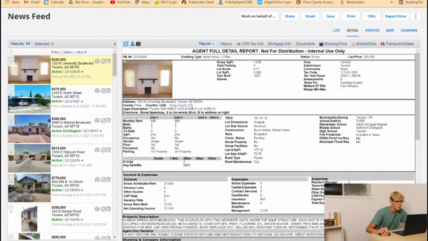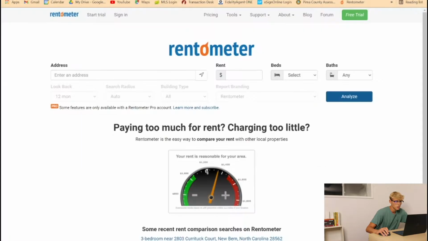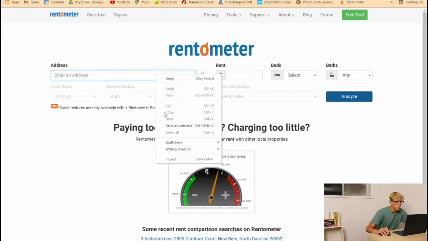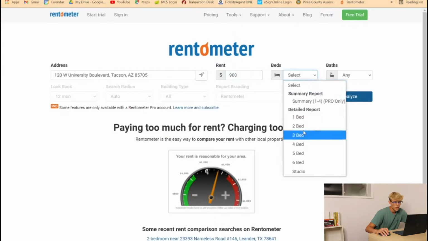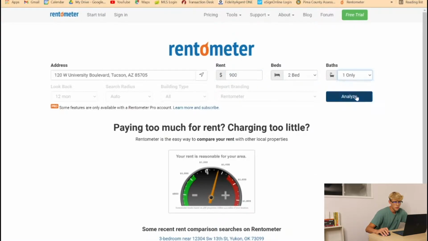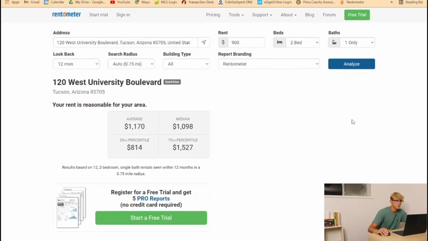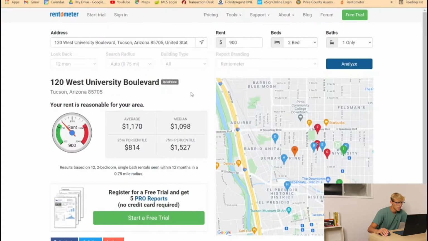So I'll show it to you, for example. This address here is 120 West Boulevard. It's a 2-bedroom, 1 bath, and they're renting for about $900. So we'll put this in here. We'll put 900, 2-bed, 1 bath. Let's analyze it. Let's see if they're on the money or not.